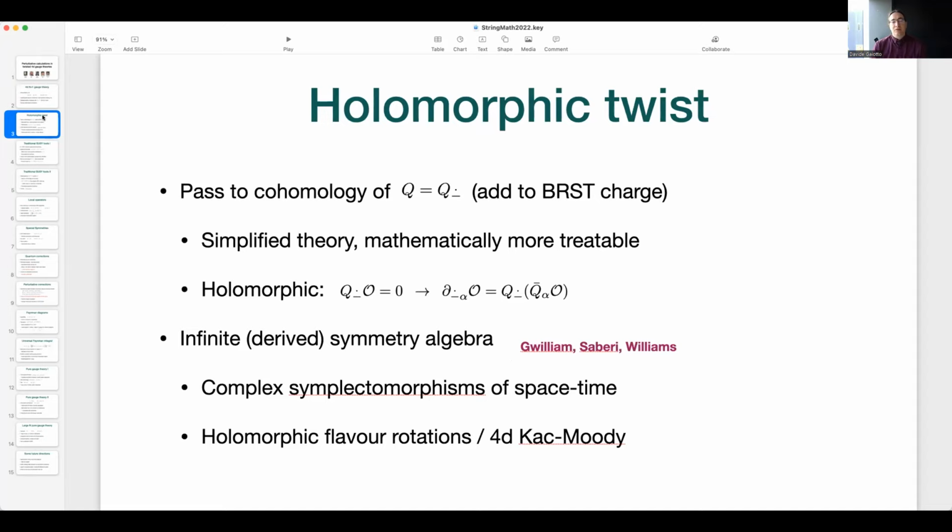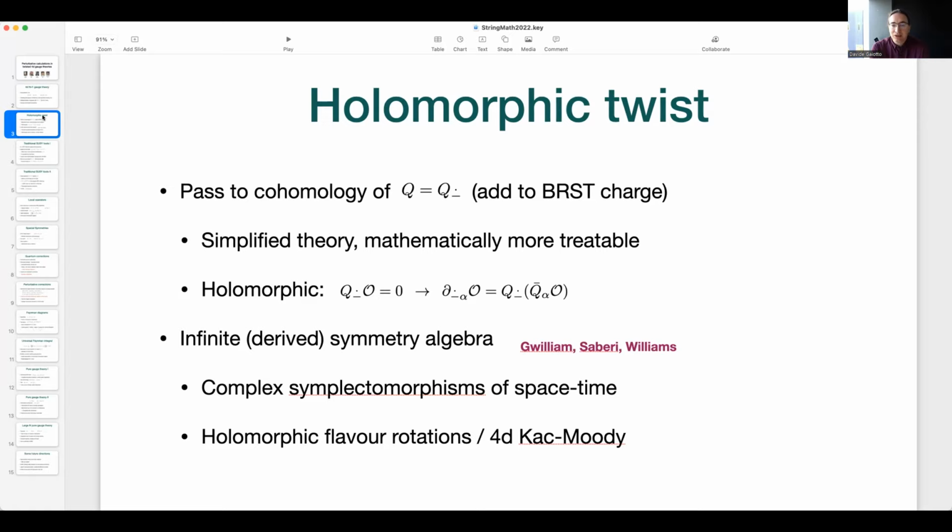The lens through which I'm going to look at these theories is that of the holomorphic twist. Concretely, this means that we take a supersymmetric gauge theory. We pick one of the chiral supercharges. We take the cohomology of the supercharge, which is important. This simplifies the theory to give another quantum field theory, which often has fewer fields and simpler equations of motion and simpler dynamics. It's usually mathematically more treatable, and it captures some protected part of the original theory.